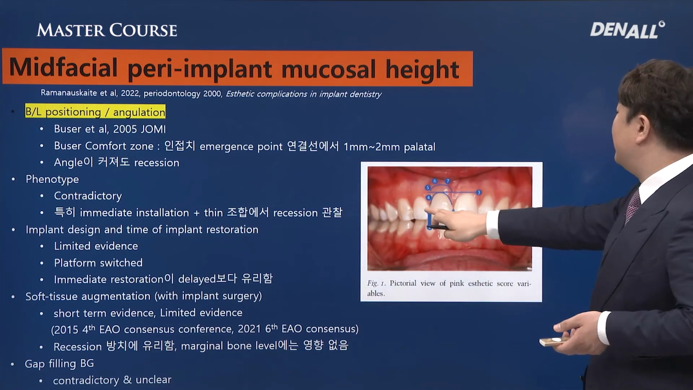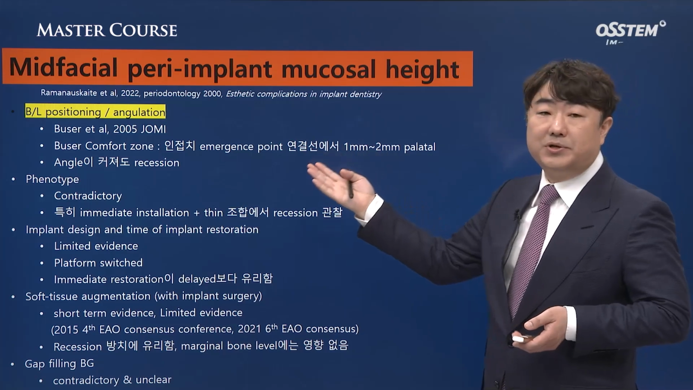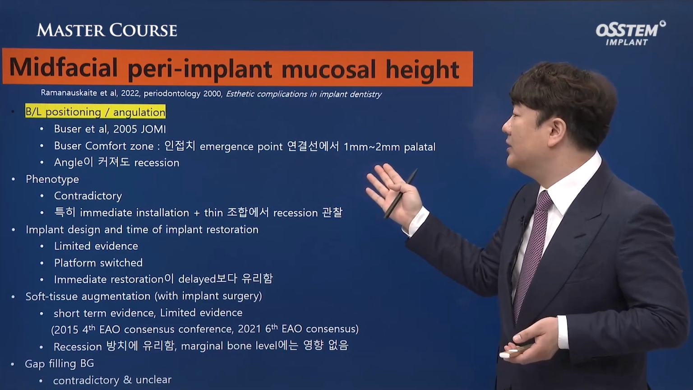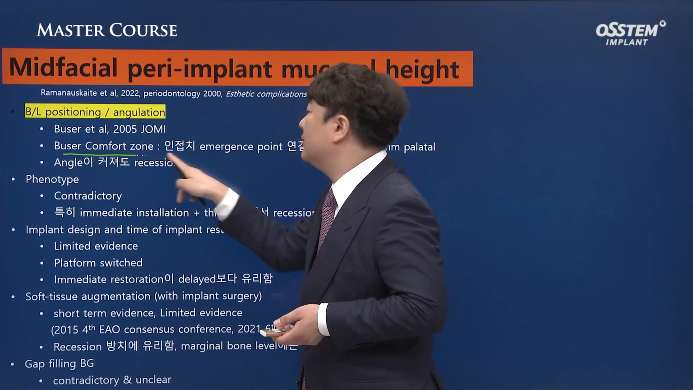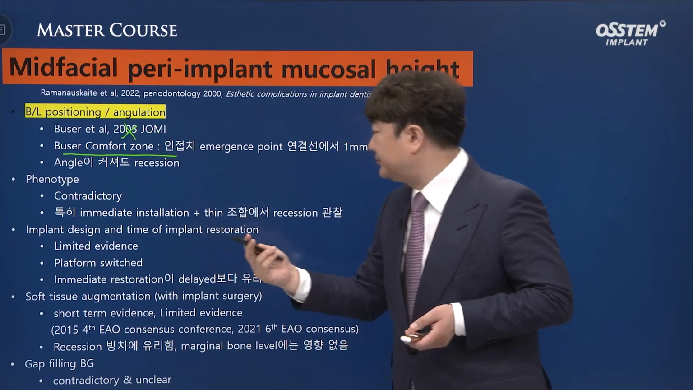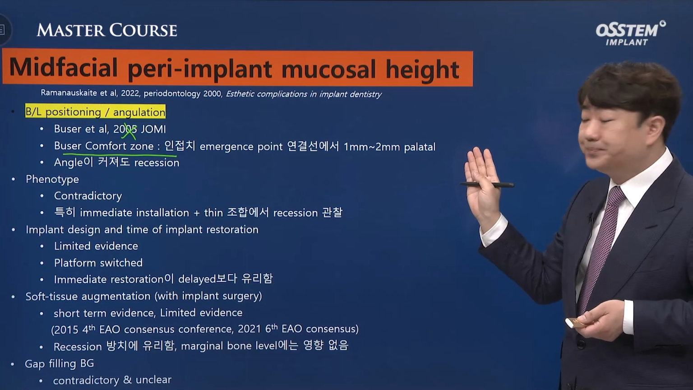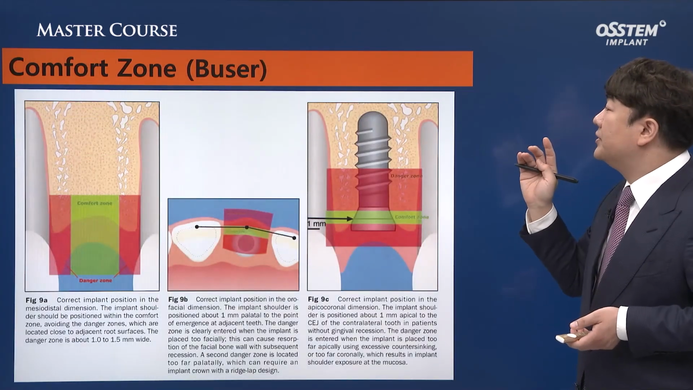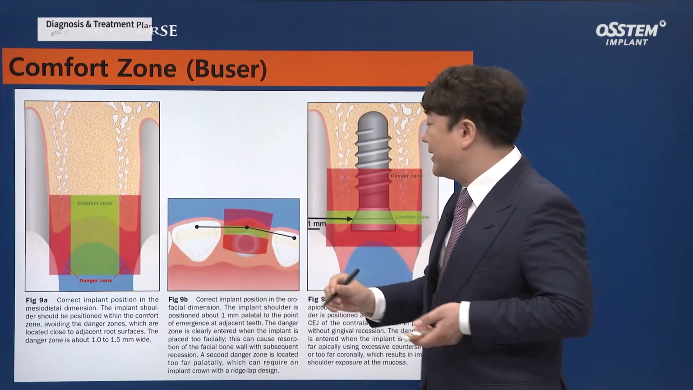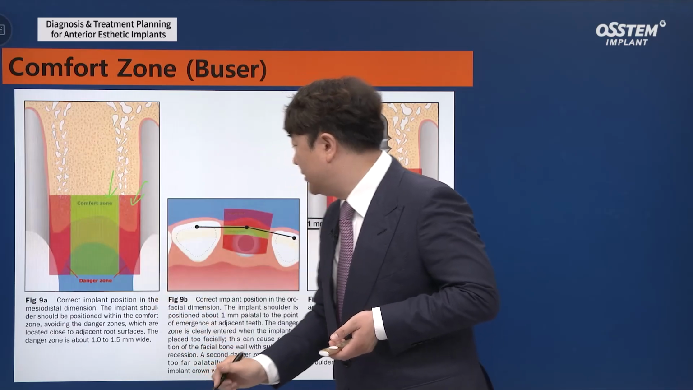Mid-facial mucosal height. Gingival level margin is being discussed. When we evaluate this, the most important and famous is Boozer's comfort zone. It was released in 2004. I think you should take note of this literature. Boozer talks about comfort zone and danger zone. The red is danger zone and green is comfort zone.